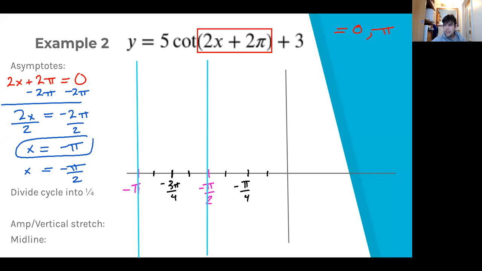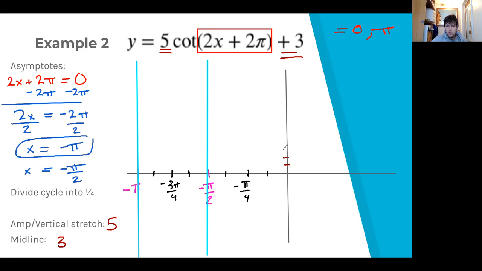So our midline is actually at 3. We can see that on the end of the equation, the plus 3. And our amplitude is 5. So we're going to be going 5 above that and 5 below it. That means we're going to need to go up to 8, which is 5 above the midline, and down to negative 2. So we need to scale that appropriately.